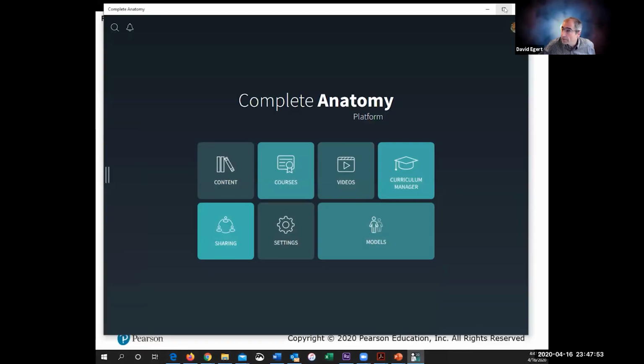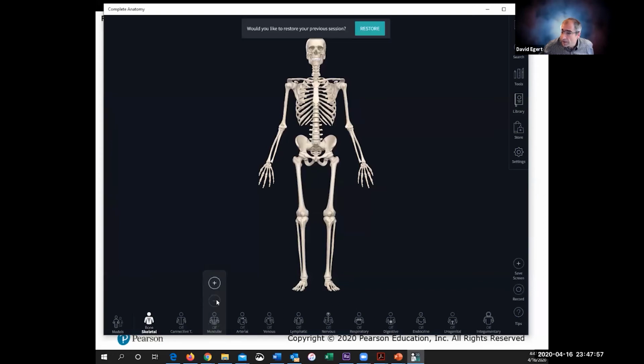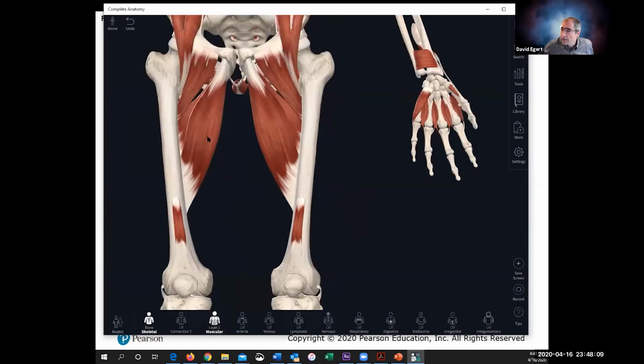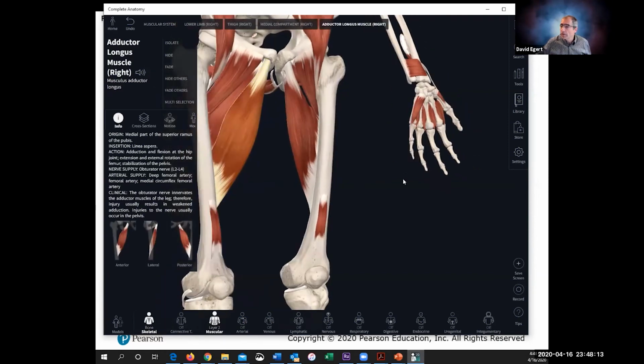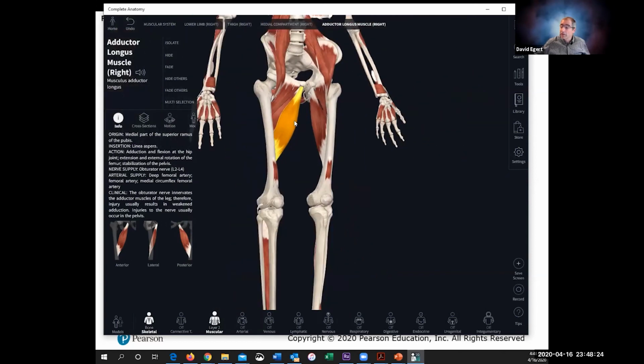All right, one of the things that I would do is say, like here, what nerve innervates this muscle? Obturator. Exactly, the obturator nerve. The obturator nerve is the one that innervates these adductor muscles there.